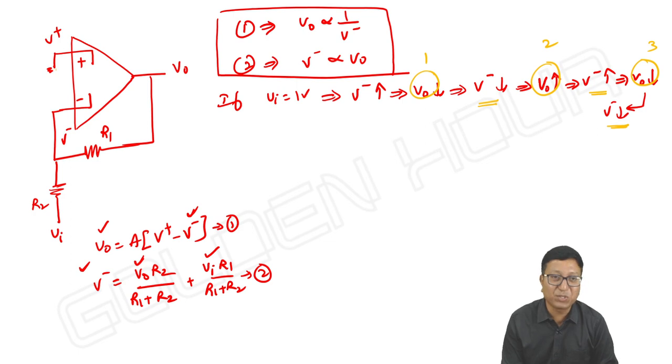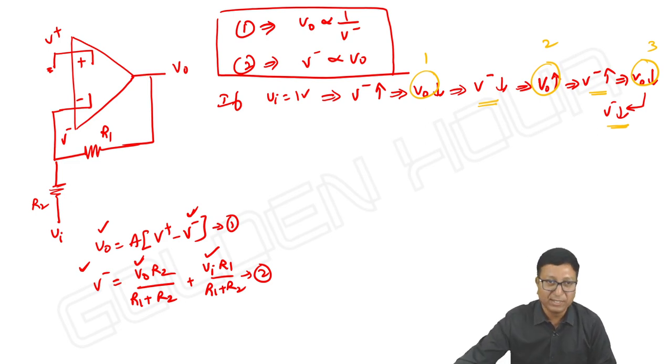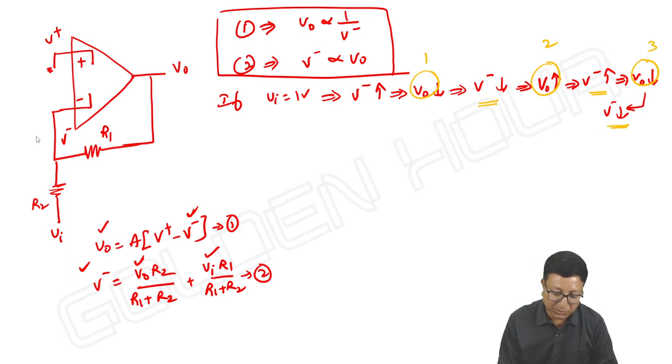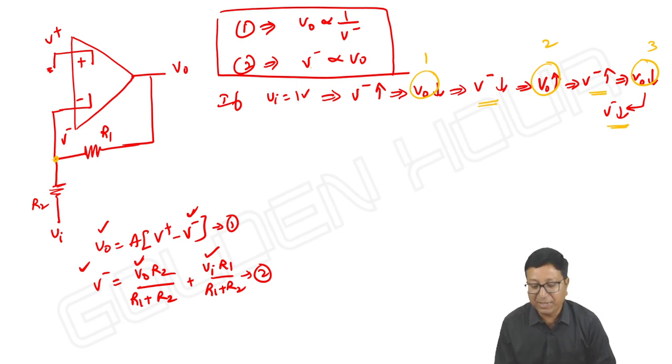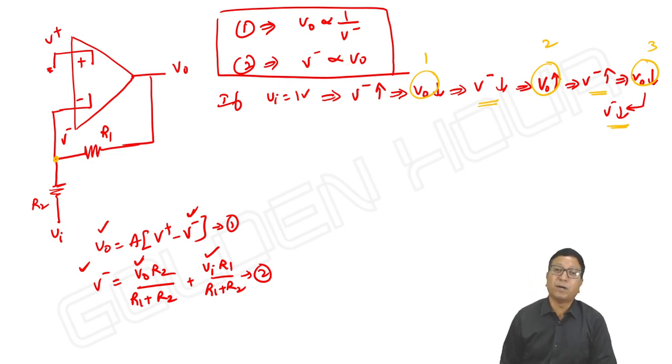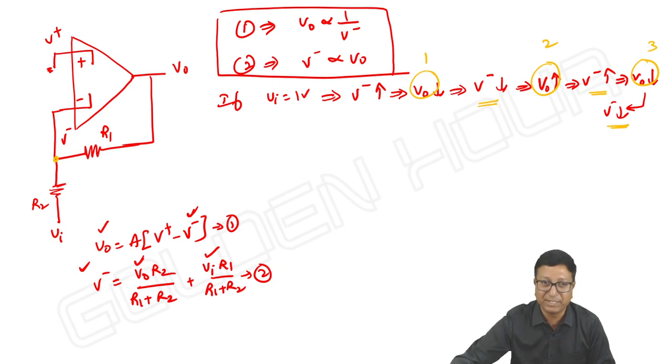Whether you apply input to the non-inverting or inverting terminal doesn't matter, but we have a feedback connection from output to inverting terminal. Okay, the feedback is from output to inverting terminal. In that context, V output is inversely proportional to V minus, and V minus is directly proportional to V output, which causes the output voltage and V minus to neither increase nor decrease. Keep this point in mind.